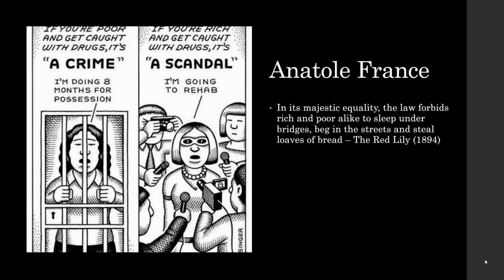And you'll notice it says, I'm going to rehab. And you know, she's dressed better. She's got pearls and kind of bizarre glasses. And the other one is behind bars. And the quote I include is from a book not particularly important for you to know, but I think it nicely sums this up. In its majestic equality, the law forbids rich and poor alike to sleep under bridges, beg in the streets, and steal loaves of bread. All those you would recognize as crimes. And obviously someone made it a crime to beg in the street or steal loaves of bread. Well, rich people, people with property, people who have food to eat, don't have to worry about this. Or sleeping under bridges.